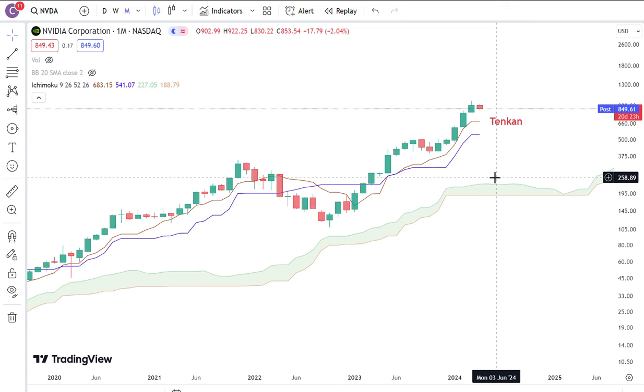I could be completely biased because I'm positioned in the market. I don't have to be right, but I just want to show you what I'm seeing in terms of trend, because I think trend matters.